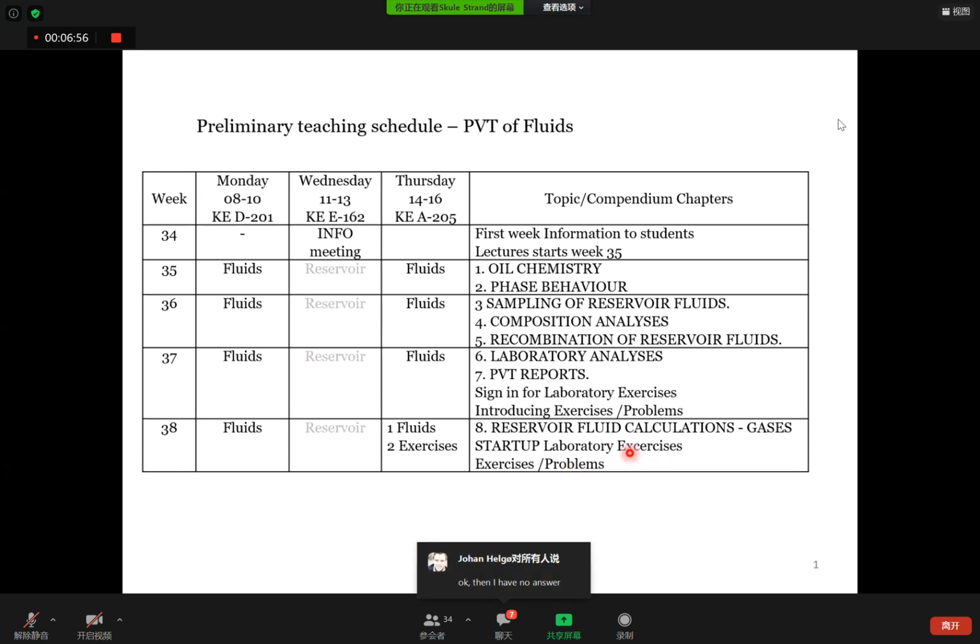Good. So as I said, today we will continue looking into the PVT reports. That's the plan, and on Monday we will continue with the calculations and start with gases, which are the simplest way to calculate the properties of fluid. And on Thursday next week, we will have one hour lecturing on fluids, and then the second hour we will use for an introduction to the exercises.